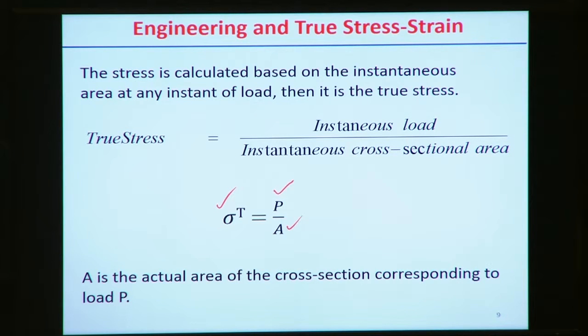Since during the plastic deformation there is a change of the cross-sectional area, it is justifiable to use the area of the cross-section at a specific point and the load at that specific point, which represents the true stress in this case.